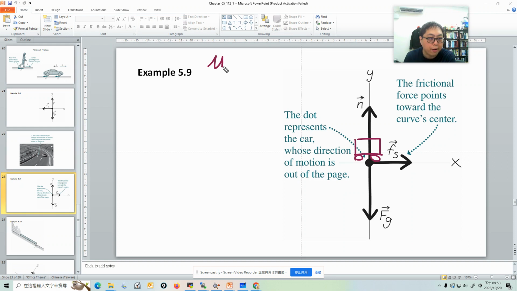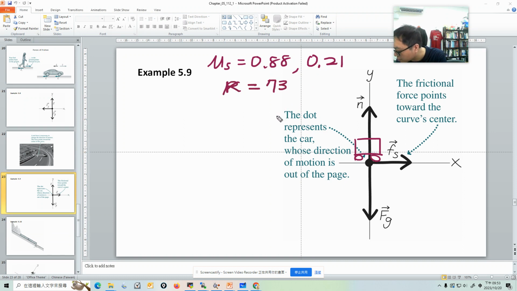One surface is a surface with friction. The static friction coefficient on one surface is 0.88, and the other is 0.21. You want to calculate the maximum velocity that allows this car to make a turn. And the radius of the turn is, I think, 73 meters, right? 73 meters. Yeah.